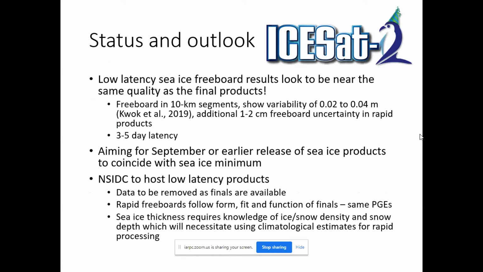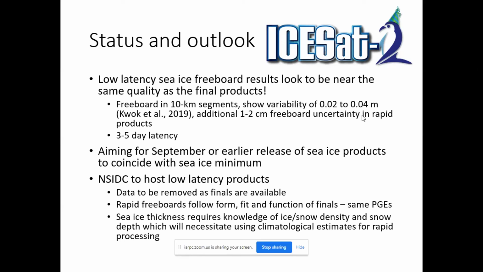So what we think we can do is, we think these look really good, so they should be near the same quality as the final products. The final products right now, from previous papers led by Ron Kwok, showed our uncertainty in freeboard is somewhere on the order of 2 to 4 centimeters. And then we're introducing an additional 1 to 2 centimeters in the rapid products. So if you add up the errors, there's not a large difference from this 2 to 4 centimeter error that we currently have. So we think we can do this with a 3 to 5 day latency.